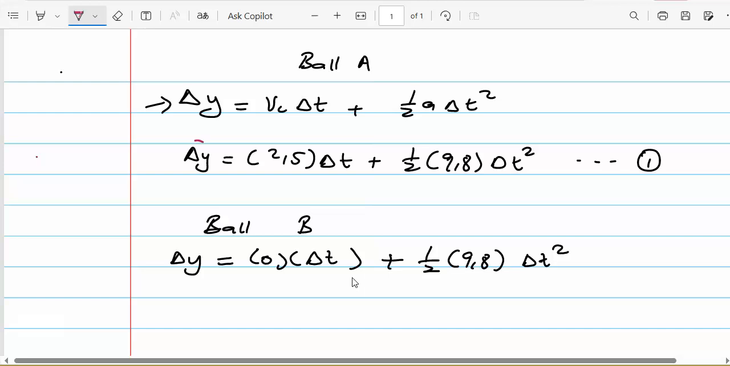We can do something here. You remember now, we can find what we can do here. Let's talk about this delta y for ball B. To find delta y for B, we're going to take delta y of A, the answer of A. We need to minus the height of that ball B.